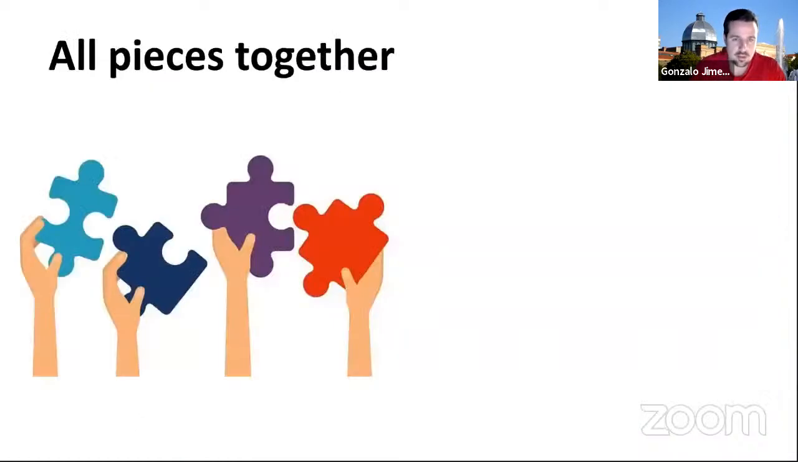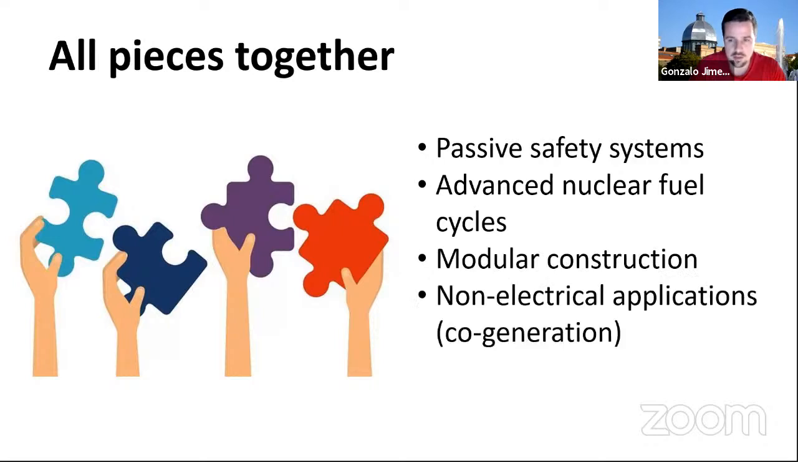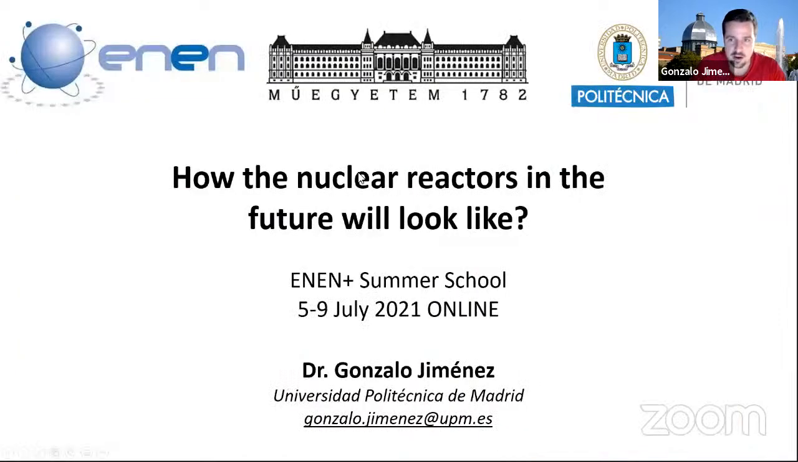So summarizing all the most important pieces together, if I have to say what nuclear reactors will be in the future, I think it's clear that they will have passive systems. It's clear that they will have advanced nuclear fuel cycles. It's clear that they will have modular construction, and hopefully they will have non-electrical applications. So with all these pieces together, the best I can say is: build your own reactor. That means I give you the pieces, and you can imagine how it will be. That's everything from my side. Thank you very much for attending. I hope it's clear, and I'm waiting for your questions.